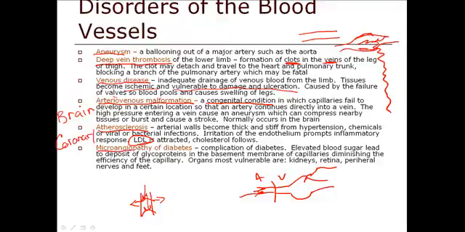Then you have microangiopathy of diabetes. Diabetes causes a lot of complications. The elevated blood sugar leads to deposit of glycoproteins on the basement membrane of capillaries, and it diminishes the efficiency of the capillary. So organs most vulnerable are the kidneys, the retina, you've heard of things like this, and the peripheral nerves and the feet. That's called diabetic neuropathy. Okay? And that's that.